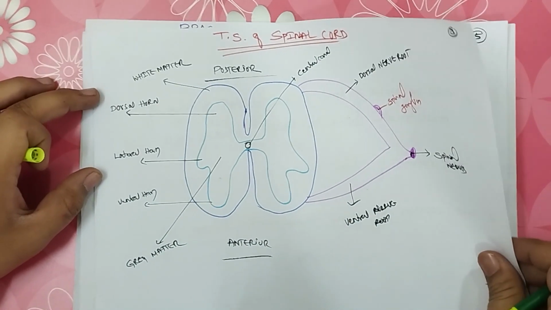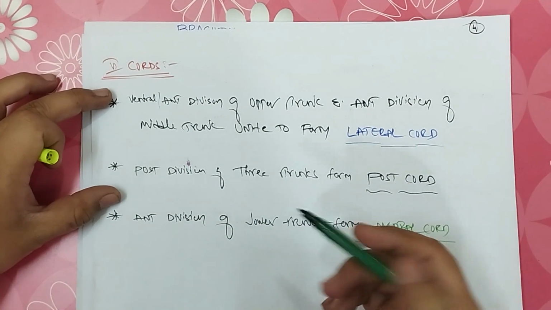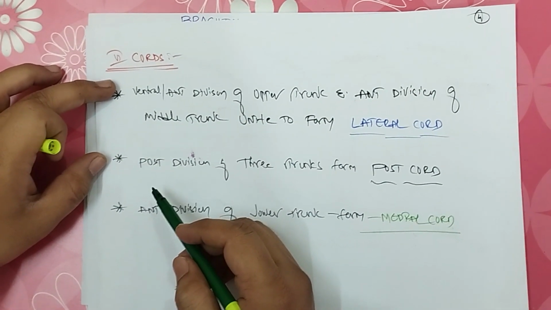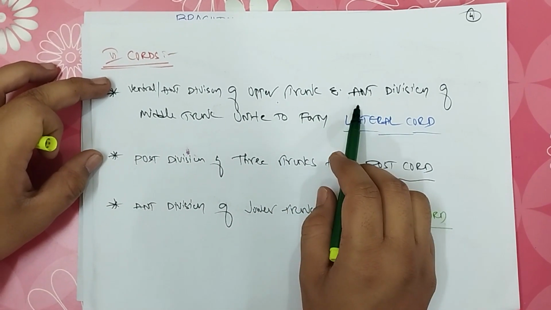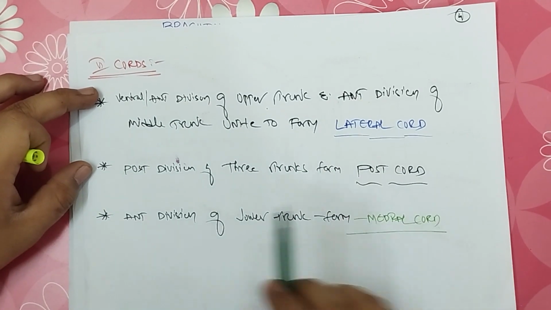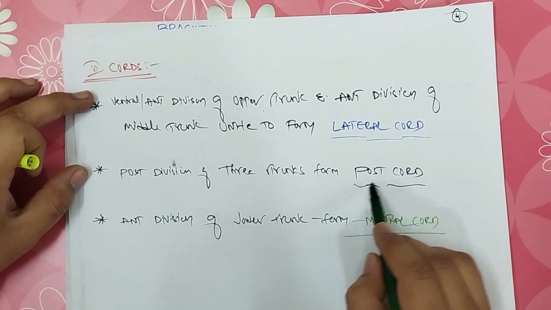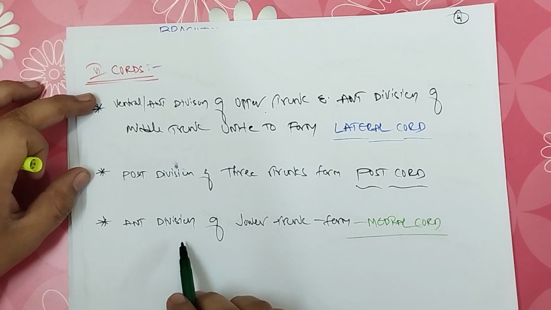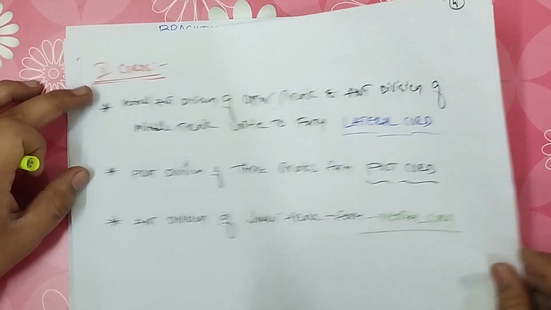Now we go to page number 4, that is cords. How are cords formed? I have already explained with the diagram that the anterior division of the upper trunk and the anterior division of the middle trunk unite to form the lateral cord. The posterior divisions of all three trunks unite to form the posterior cord. The anterior division of the lower trunk forms the medial cord alone.